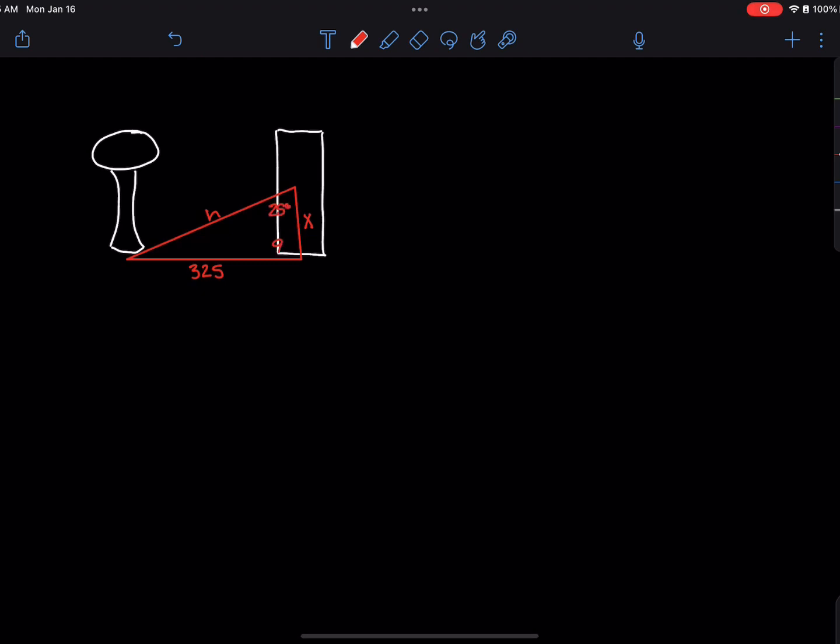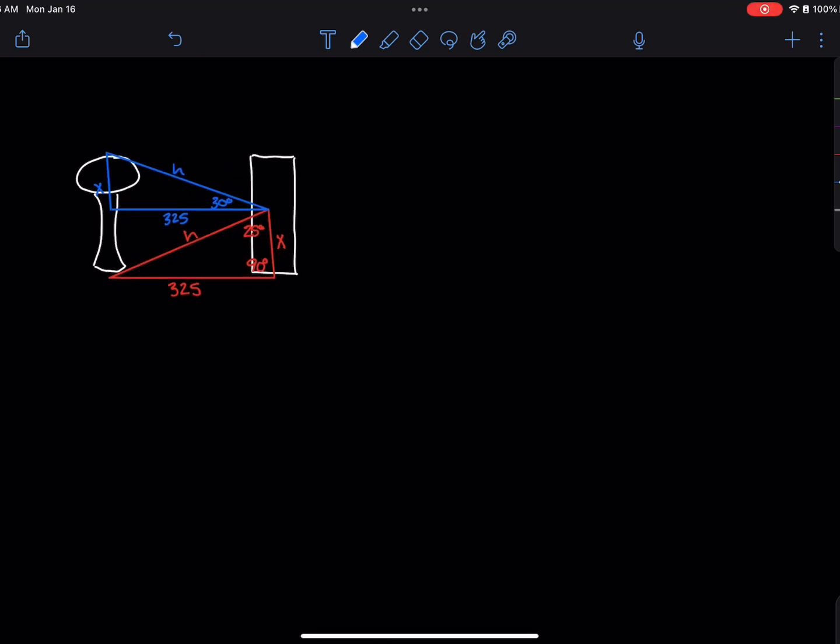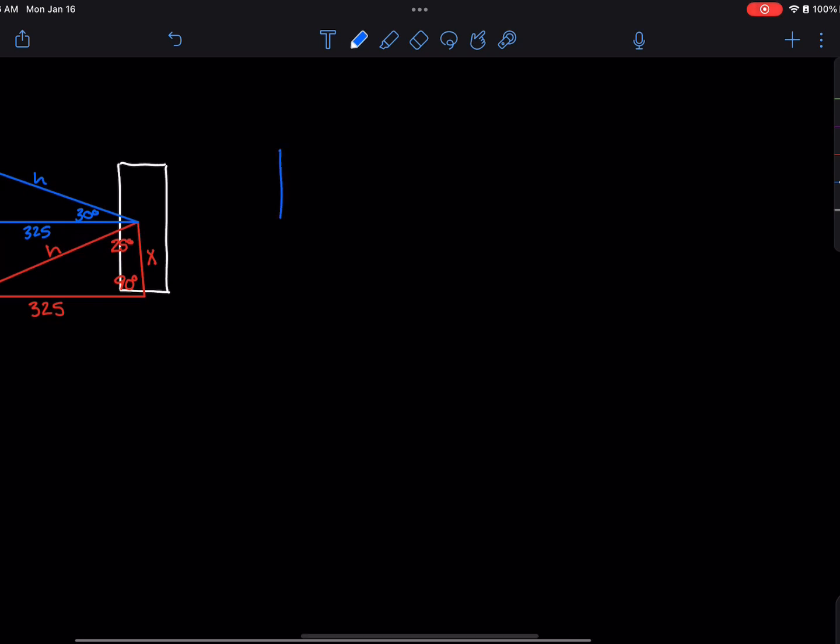So we have to label the x measure, which is what we're trying to find, along with all the other angle measures. We don't know the hypotenuse, but we don't need to find it for this problem. Then in the blue triangle, it's going to be similar, except just different angle measures. We have the x value, which is what we're trying to find, along with the 325 feet, the hypotenuse, which we don't need, and then the 39-degree angle there, which I miswrote, but we'll fix later.